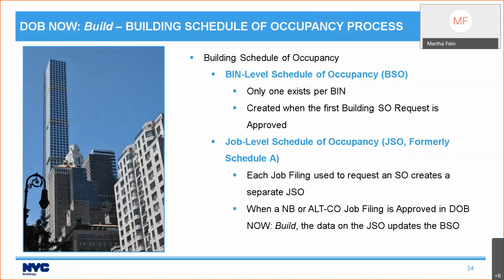So when Abhishek comes by later and he's doing work on floors 3 and 4, he's going to create a new job level schedule of occupancy for his job that contains the information about what's changing. When he opens up the schedule of occupancy tab, he will see all of the records that are part of the bin level schedule of occupancy already on his tab. And he'll make changes where appropriate and then submit it. Those changes are his job level schedule of occupancy. And then when that gets approved, it updates the bin level schedule of occupancy with the new information.